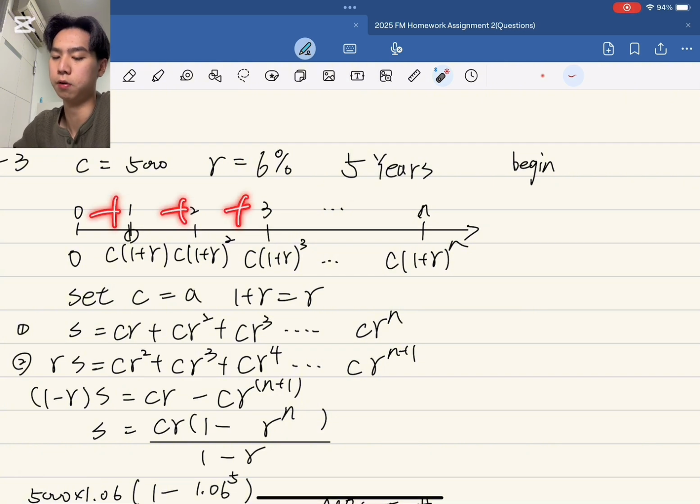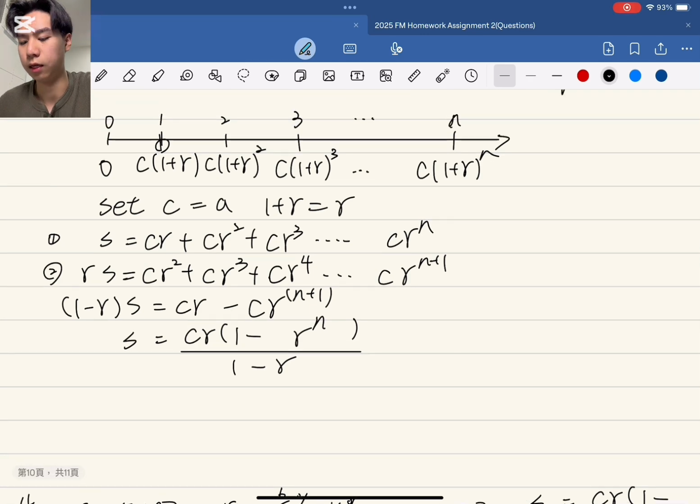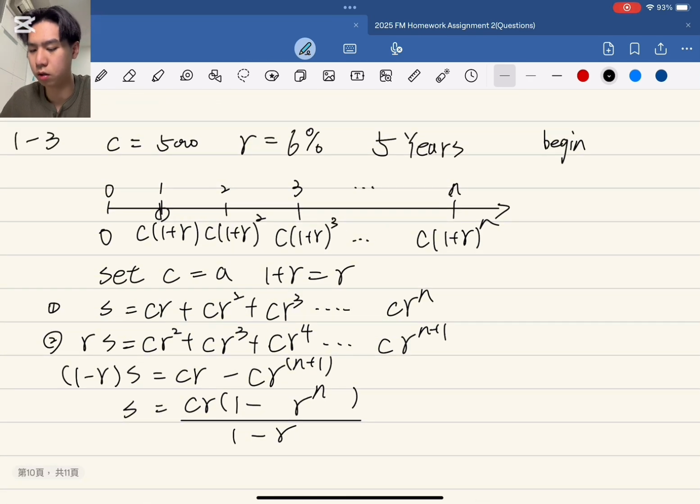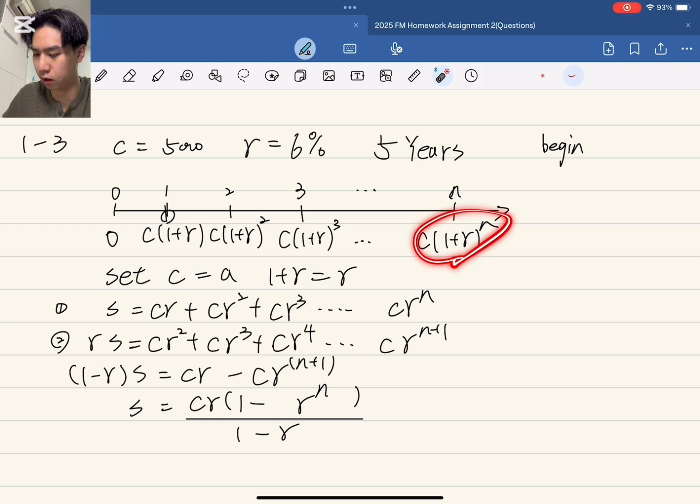Okay, but how can we add all of them? Let's tidy up. We can add all of the numbers on this number line. First year, first day, C, plus second year, first day, third year, first day. And this is number n years, first day.